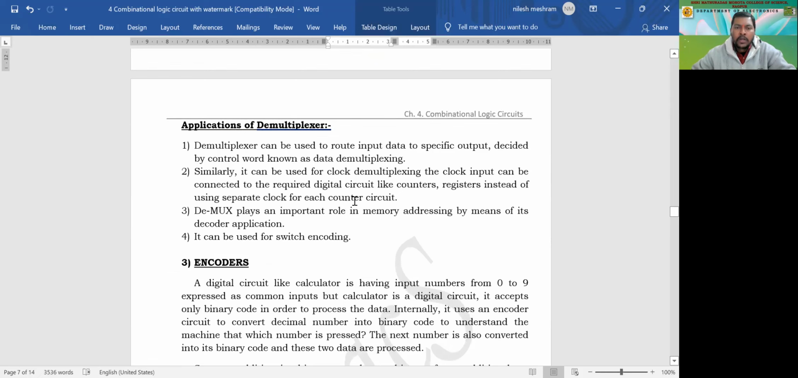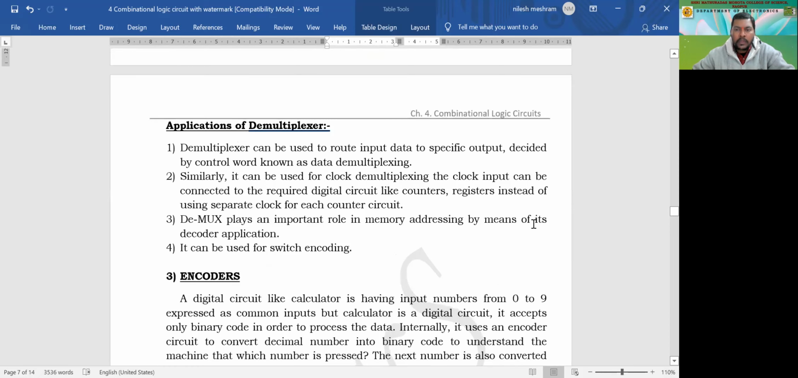Demultiplexer can be used to route input to a specific output decided by the control word, known as data multiplexing. So we can arrange the data, or we can give the data to a specific input, specific output.